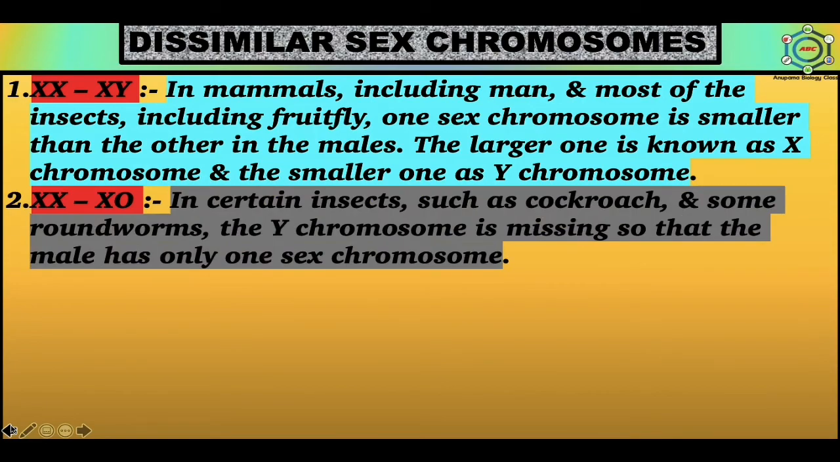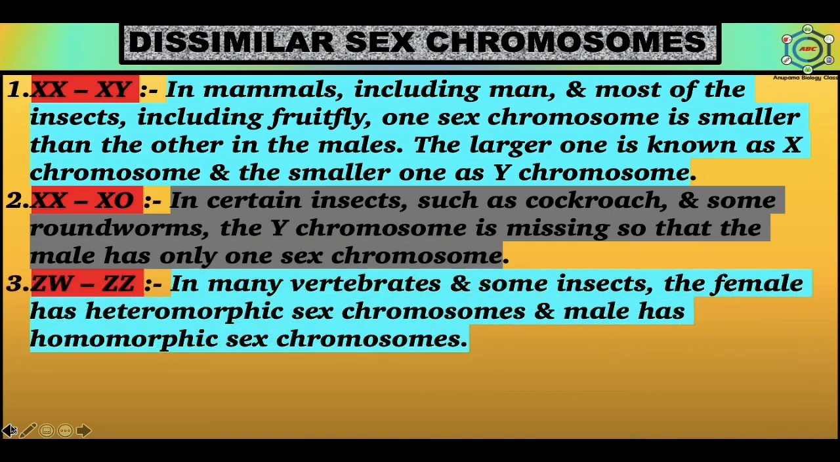Now, second is the XX-XO type of sex chromosomes. In certain insects such as cockroach and some roundworms, the Y chromosome is missing so that the male has only one sex chromosome. The condition in the male is XO. O means absence of one sex chromosome, and in the female it is XX.